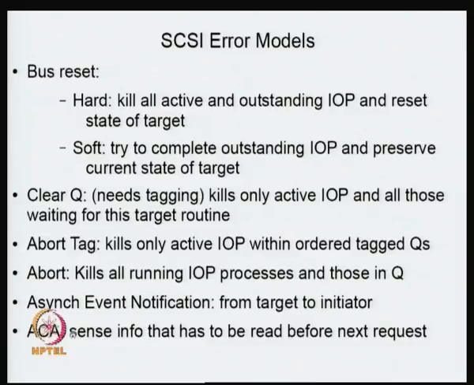And there is one thing called ACA, auto contingent allegiance, and basically what it says is that if there is an error, please don't eliminate that error information right before the next request. Basically it has to be read. So there is something important, I don't want anybody to proceed to the next request before it has been read. So it's some kind of important error information.